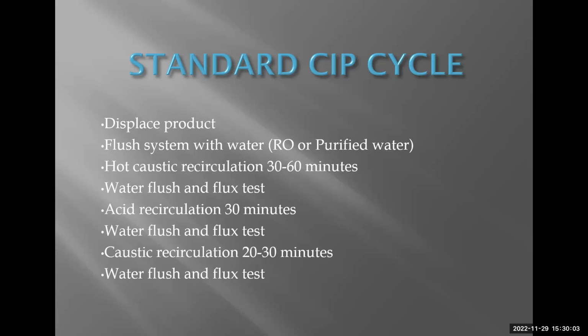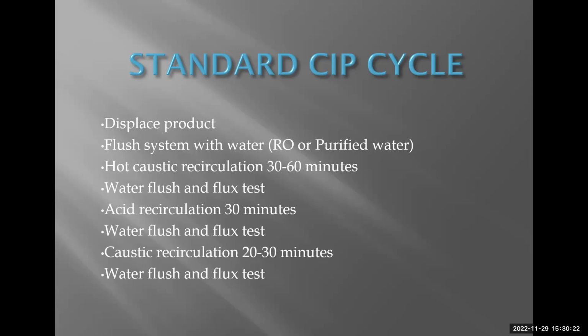However, if you have any minerals or anything that precipitate out into the membranes, you might have to do an acid recirculation for 30 minutes. This is typically done around 40 C and whatever the lower limit range of your membrane is. After your acid recirculation, you would do a water flush and another flex test.